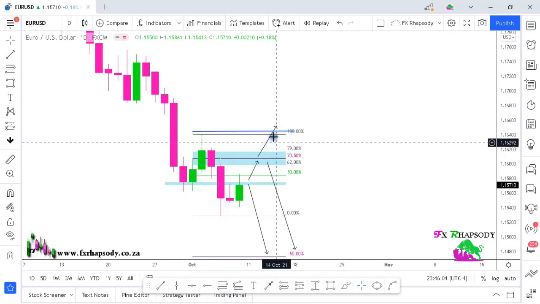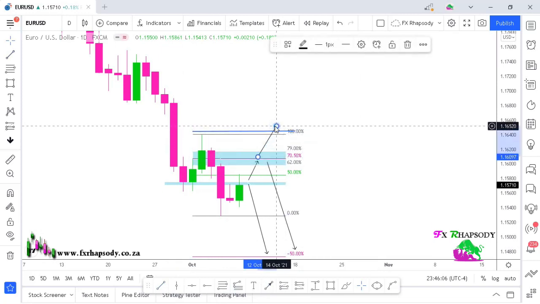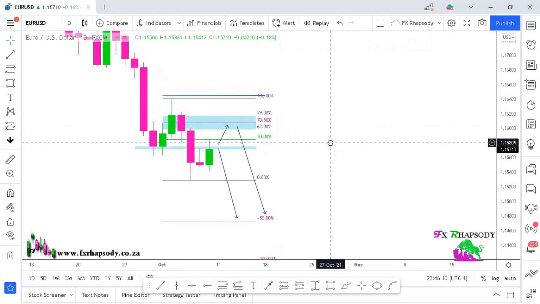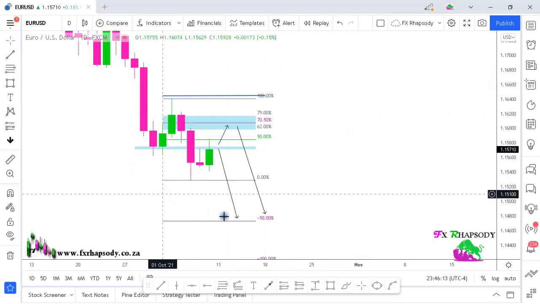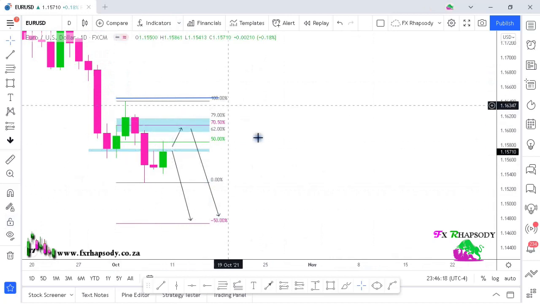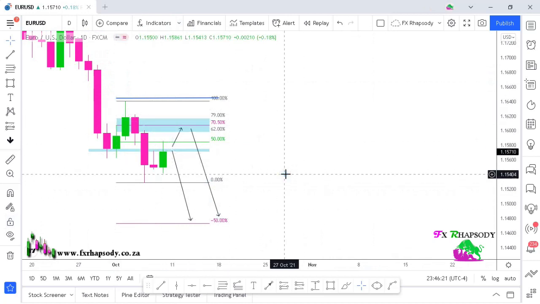Again, go down to your lower time frames and let's see what price does there. That's where you enter your trades on the lower time frames. This is just high time frame analysis, just to get a feel for where the market is going, and obviously enter on your lower time frames.